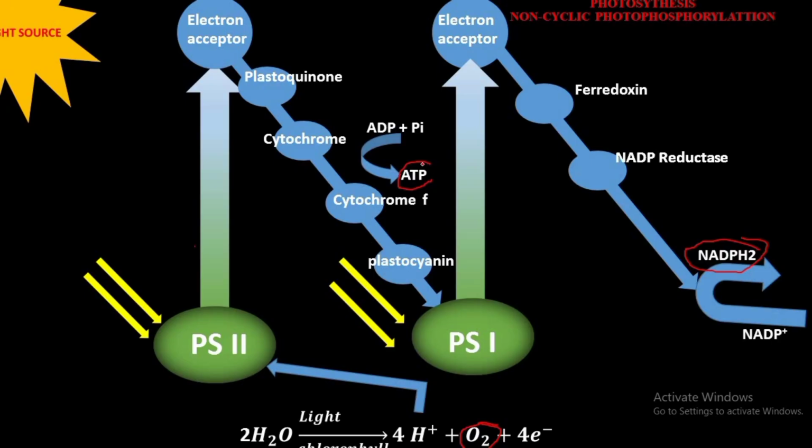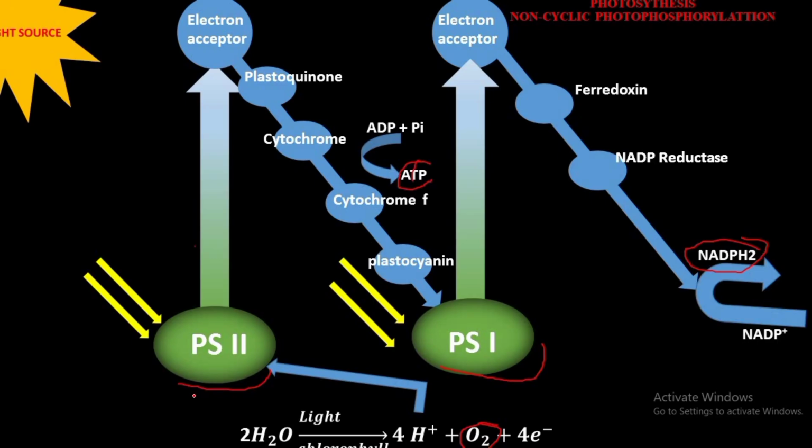The products, ATP, NADPH, and oxygen, are later used in the light-independent reactions, that is the Calvin cycle, to make glucose. There are two types of photosystems. We have photosystem 2 and photosystem 1.